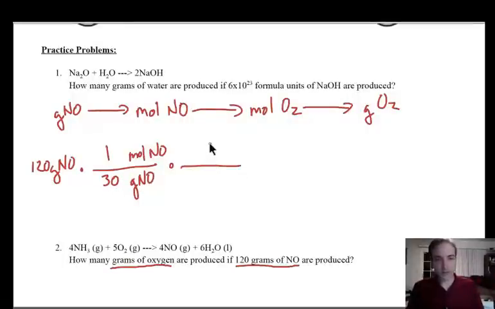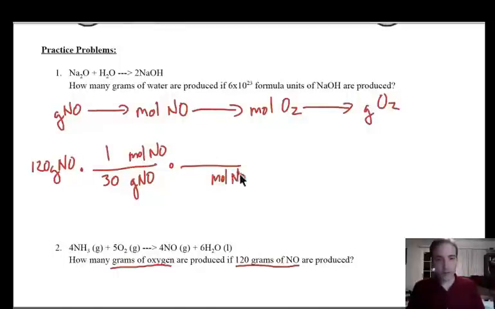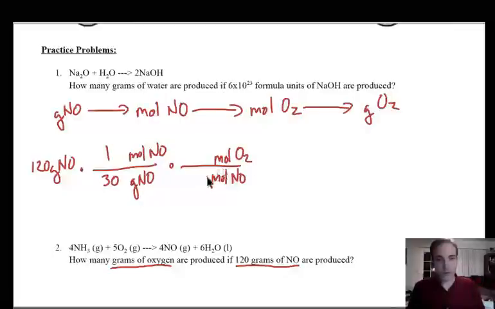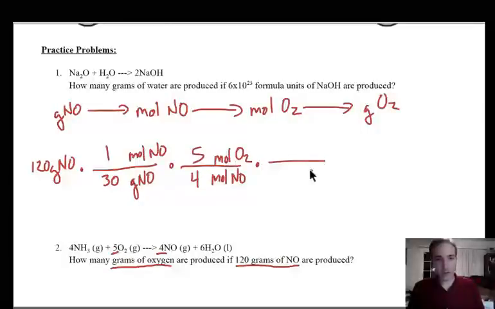Now, second step, we want to go from moles of NO, so we want to get rid of those, to moles of O2. And to get these values, we're going to go to the balanced equation. So I find O2. O2 has a coefficient of 5. And then I find NO, which has a coefficient of 4. Plug that in.